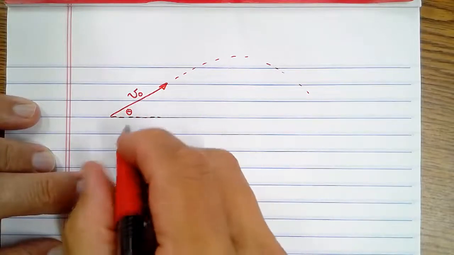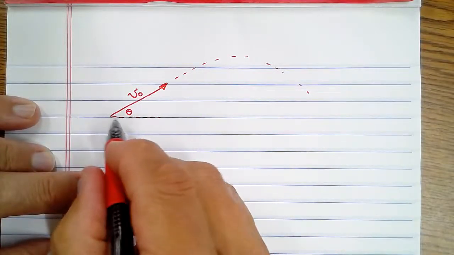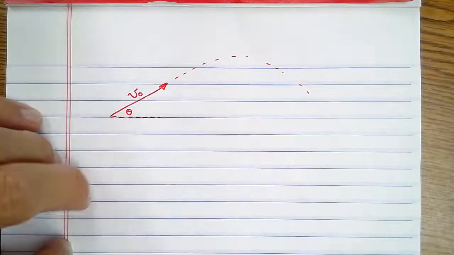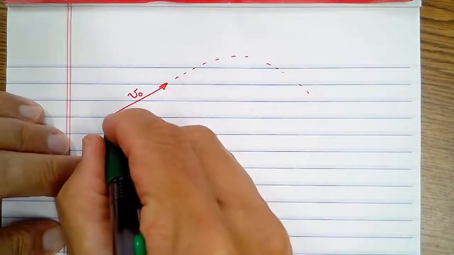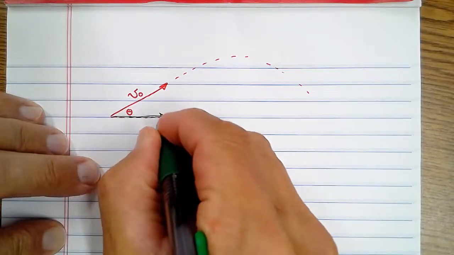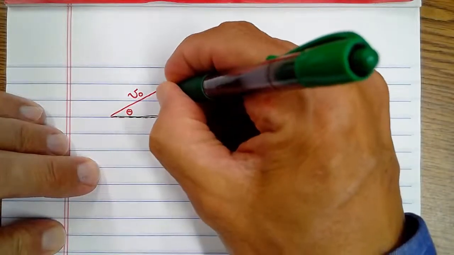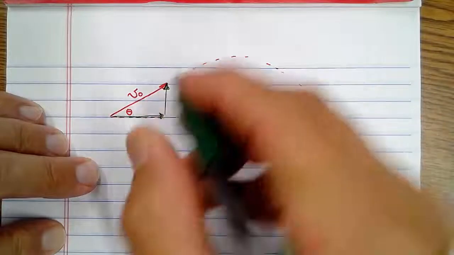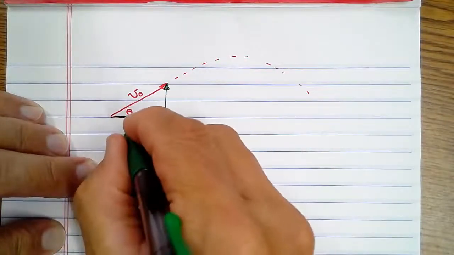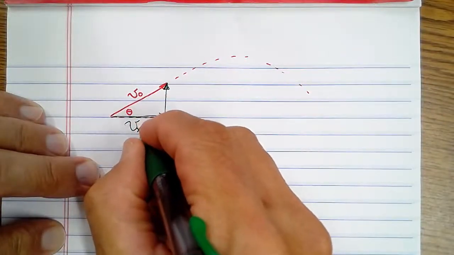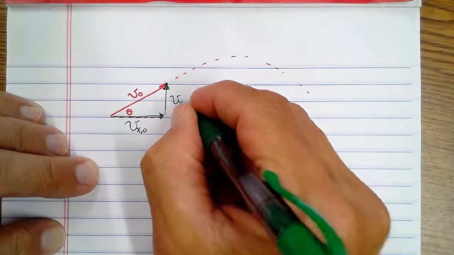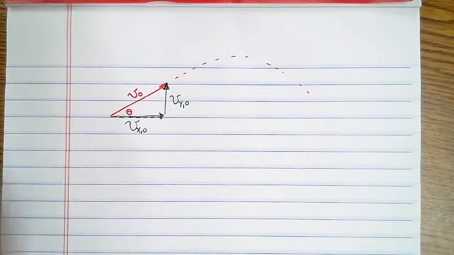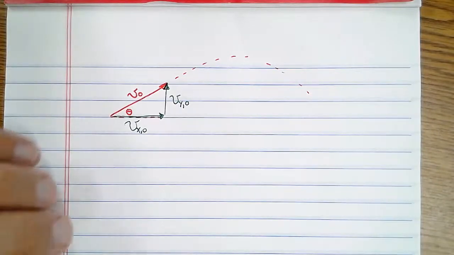So here's what we're going to do. We're going to think about this velocity as having two components. When it's launched at an angle, it is moving horizontally and it is moving vertically. This would be the velocity in the x direction initial, and this would be the velocity in the y direction initial. And to find those, we're going to use trigonometry.